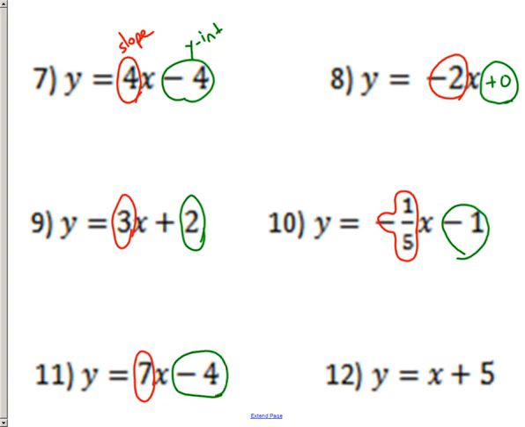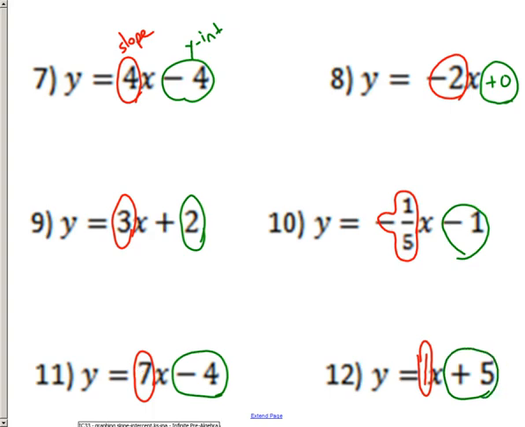And number 12, I'm guessing you probably had at least a question. What would go in front of that x? Well, do you remember when we solved equations, if there was no number in front of it, especially in the distribution, we would put a 1 in front of that x. And so our slope is 1, and the y-intercept is 5.